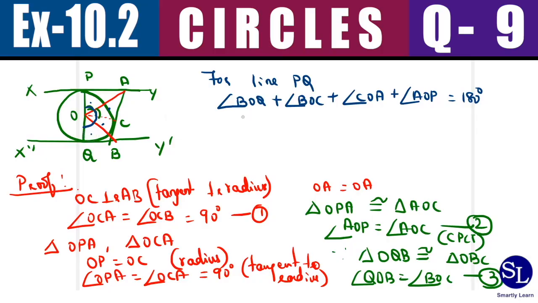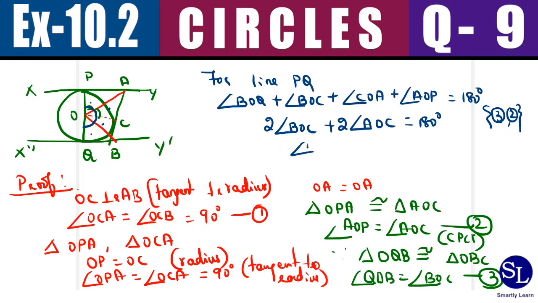We have just proved that BOQ is equal to BOC, so I'm replacing this as 2 times BOC, from equation number 3. Similarly, AOP can be replaced as 2 times AOC. So 2 times BOC plus 2 times AOC is going to be equal to 180 degrees. These came from equations number 2 and 3, so I'm placing them here for reference.